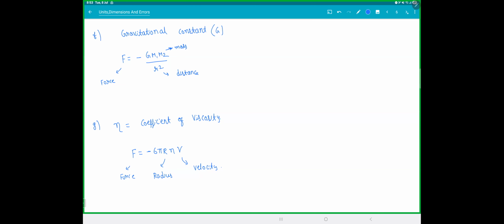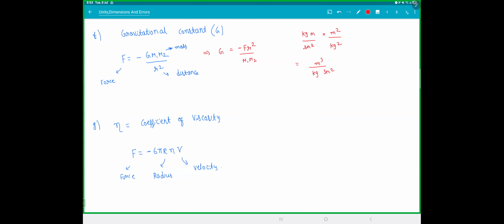So how do you approach from the formula? In case you have no idea, listen carefully. Here, send everything to that side. So G is equal to minus F r square by m1 m2. So that is the relation there. What are the dimensions of force? Force is mass into acceleration, so kg meter per second square. R square is meter square. Mass is kg square, so 1 kg cancels off. Meter cube by kg second square.